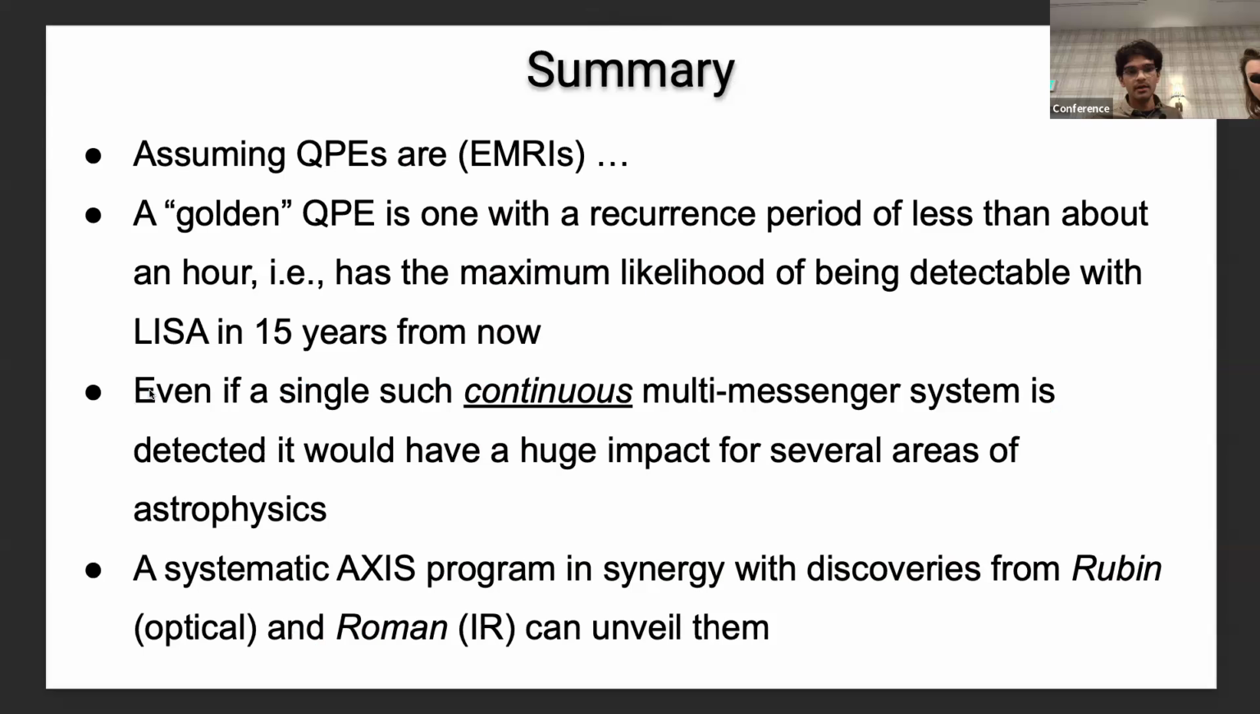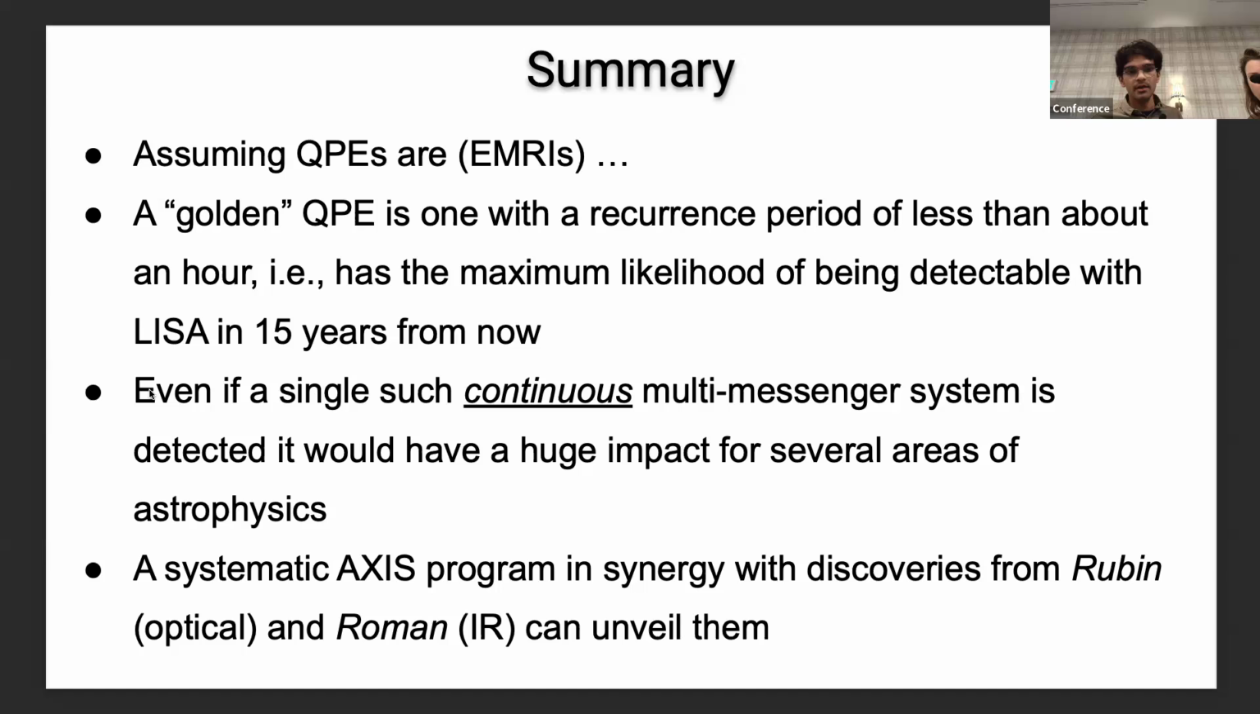What I define as a golden QPE is something that has a repeating timescale of less than an hour. In a couple of slides, it'll become clear why this hour timescale matters, because that is the timescale that we want these systems to have now, so that they move into the LISA band 15 years from now.